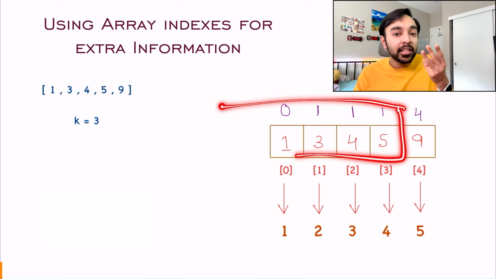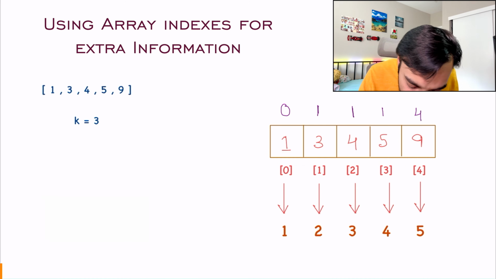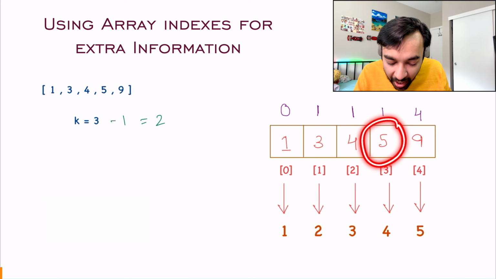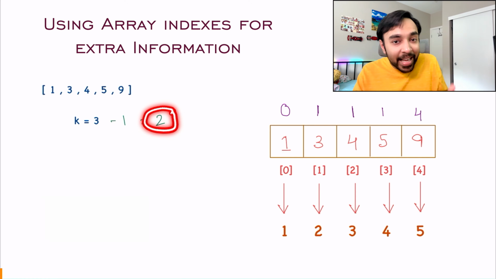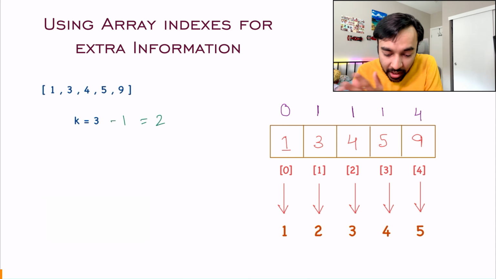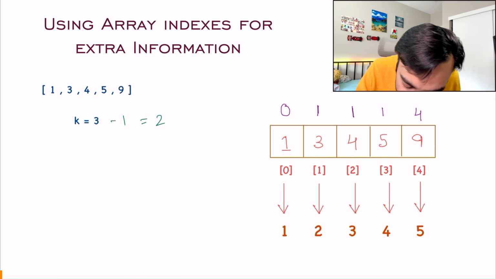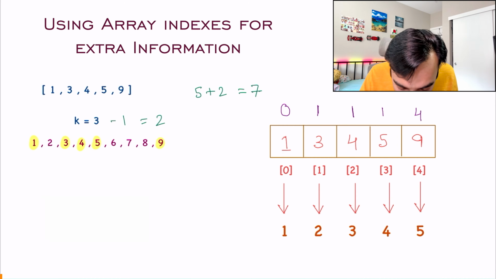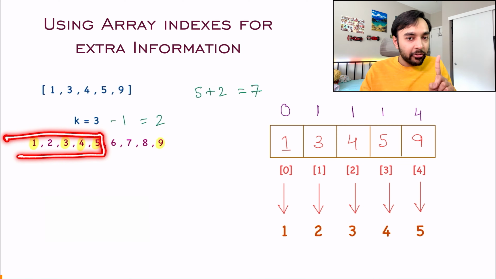You have to tell me the third missing number. So I can do 3 minus 1 and that is a 2, correct? That means after 5, if I find out 2 more numbers, that will be my answer, correct? So what we do is we take 5 and then plus 2. So that gives me a 7. And that is exactly what we did, right? Up till 5, you only had one missing number, right?